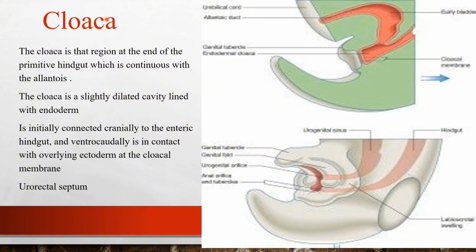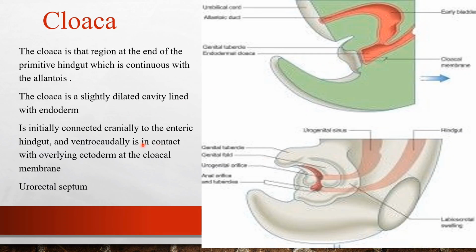First, we will have a look at the cloaca. We know that the cloaca is the region at the end of the primitive hindgut and is continuous with the allantois. In this diagram, this is the region of the cloaca, this is the region of the hindgut, and this area is the allantois, and the cloaca is in wide connection with the allantois. This is a dilated cavity at the caudal end of the hindgut, and caudally the cloacal membrane is present, which separates it from the outer areas.